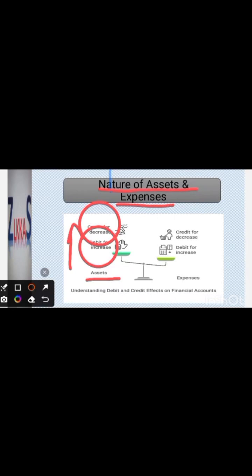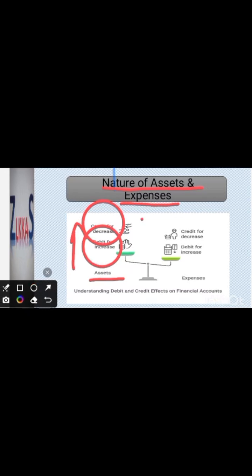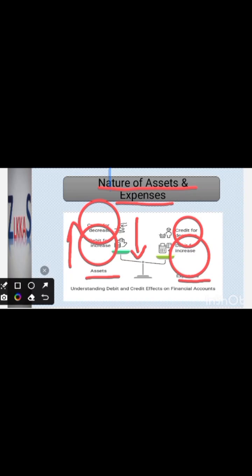So when the markers are going out or any other asset is going out, it means the asset is decreasing. So when the asset will decrease, then it will be credited. Similarly, on the other hand, we have the expenses account. When the expense will increase, it will also be debited. So, in both cases of assets and expenses, when they will increase, they will be debited, and when they decrease, they will be credited.